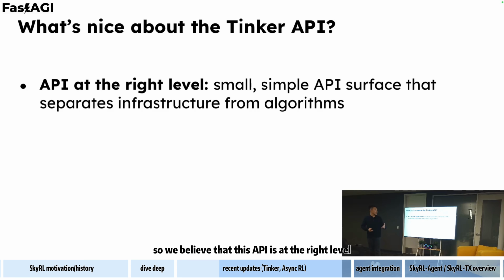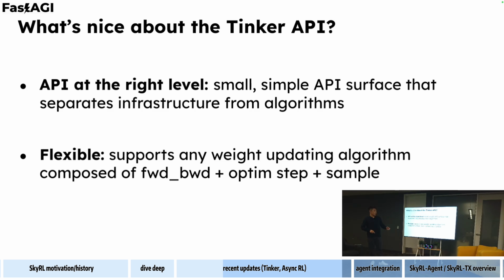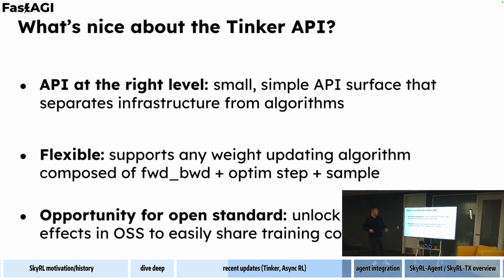We believe that this API is at the right abstraction level. It is small, simple, very well defined, such that the users can not worry about infrastructure at all, but just focus on the algorithms and recipes. And it's also flexible. By composing these 3 APIs for backward, optimizer step, and sample, you can essentially express a lot of algorithms, not only RL, maybe also SFT and many more.